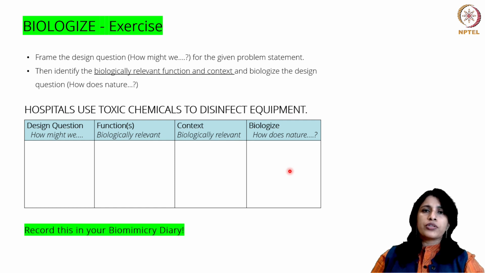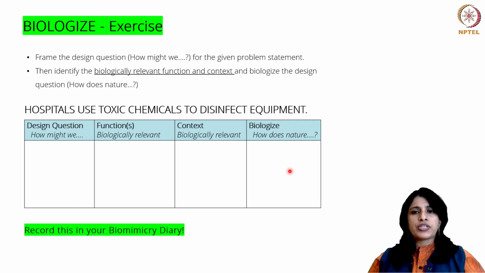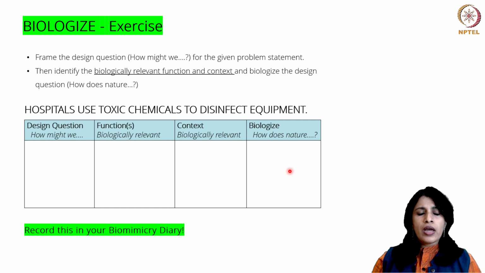And don't forget to record this in your biomimicry diary, because that will help you see how you progressed, how you did this. And don't be afraid to do this multiple times. You can also pick up other problem statements and try to do this step, the biologize step, by filling up this table and seeing how you get better and better at it.